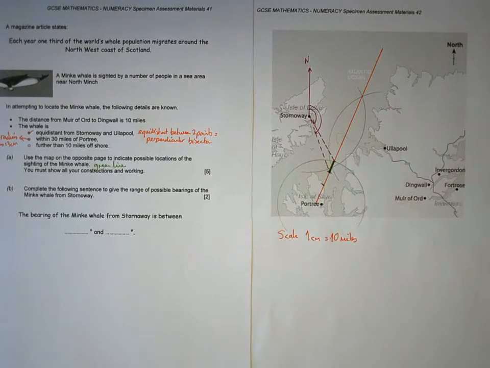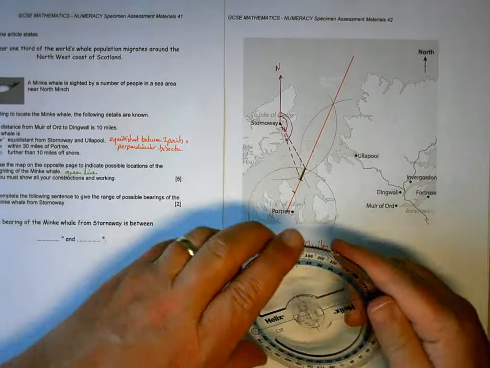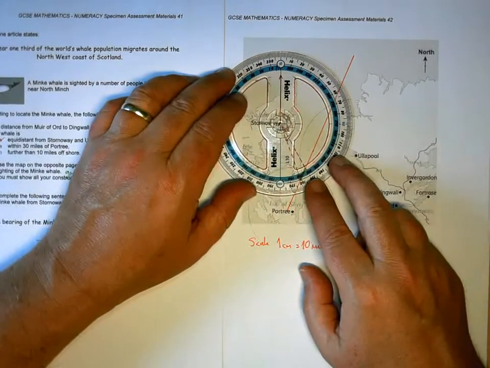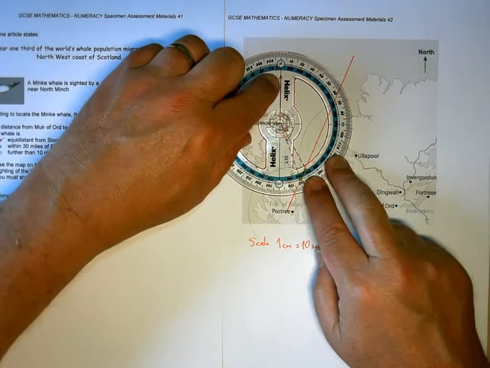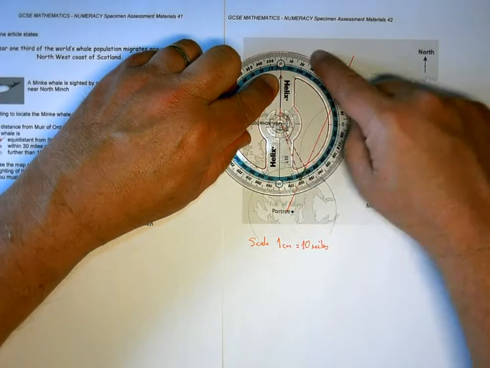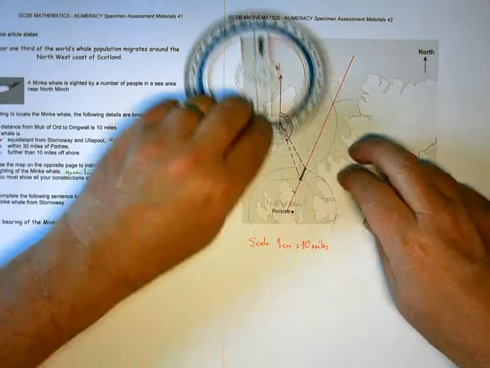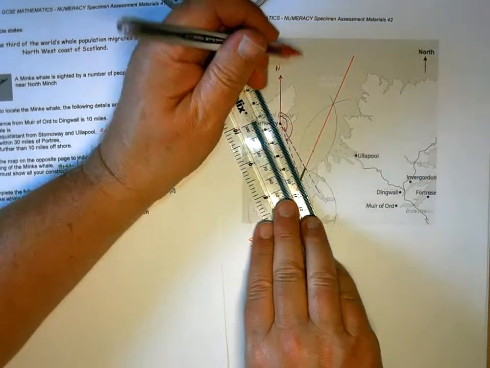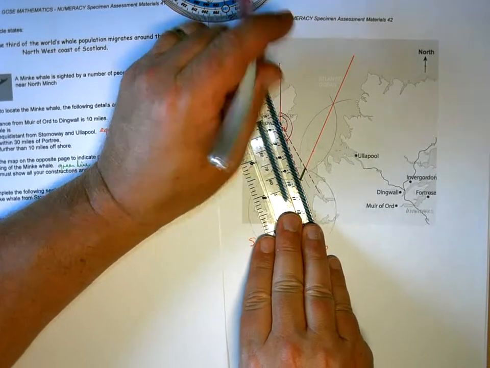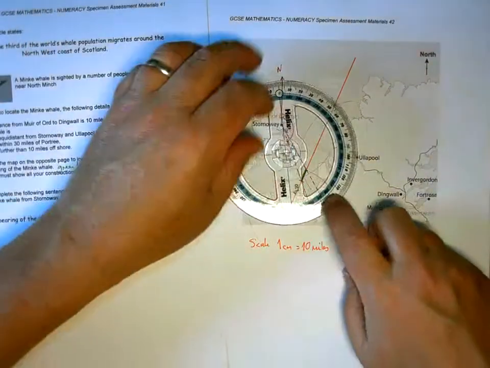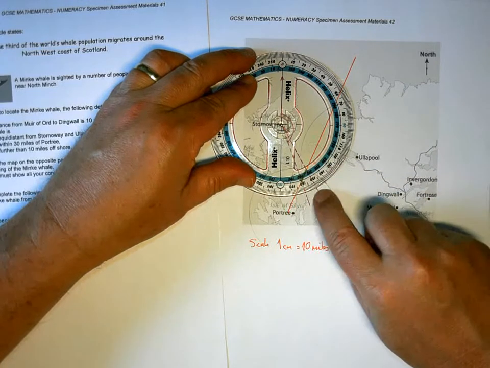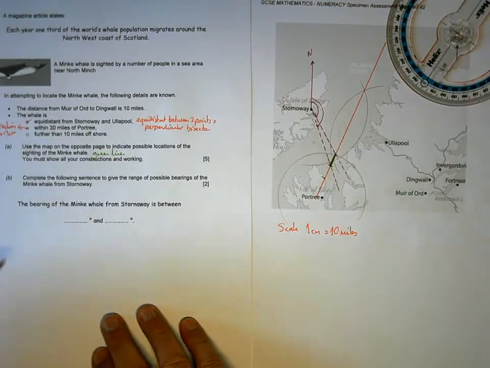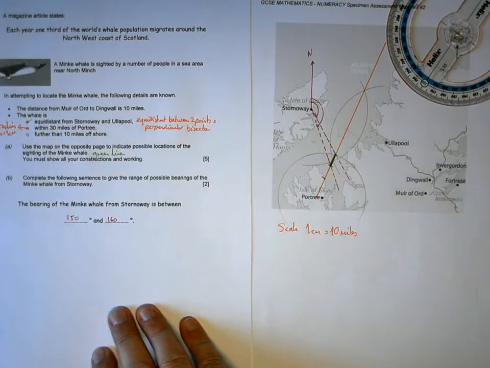So I just find my angle measurer. So as I said, the bearings are measured clockwise from north. So you take your angle measurer, you put the centre of the angle measurer on Stornoway, because that's where we're measuring from, and we line the 0 up with north, and then we come around. The outside scale is going up 10, 20, 30. So to the first point, I need to extend those so that they read off my scale. That's better. So the first one is 150, and the second one takes you to 160. So the bearing of the Minke Whale from Stornoway is between 150 degrees and 160 degrees.